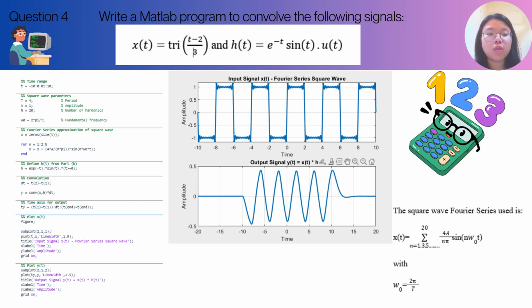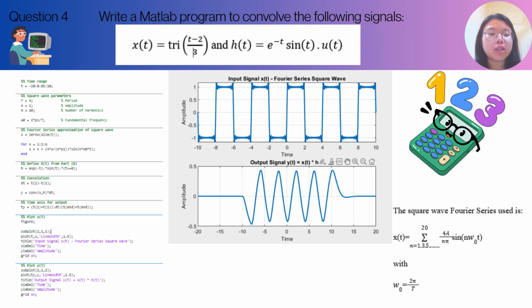The provided code contains several critical errors. It incorrectly uses 4 over a times n times pi instead of 4 over a n pi for the Fourier coefficients. It wrongly defines ht as e to the negative t sine t omega 0 instead of multiplying by the unit step function ut, and attempts to plot the convolution output y against the original time vector t even though convolution increases the signal length.